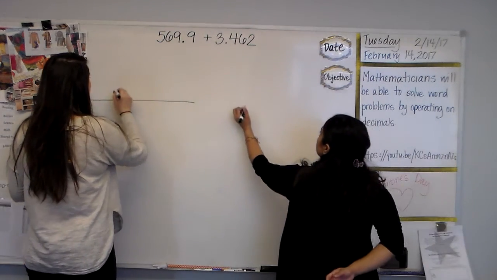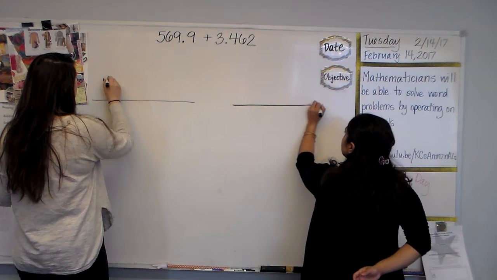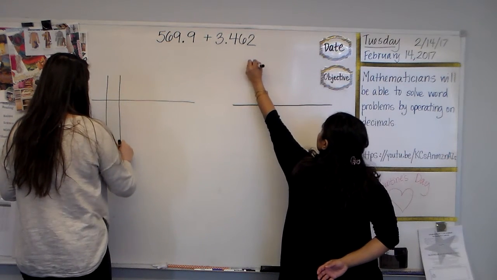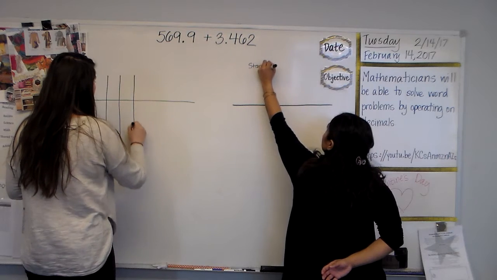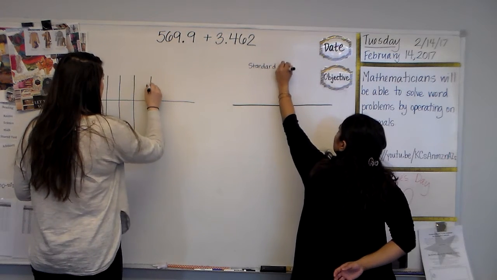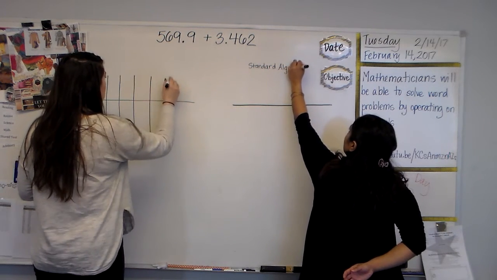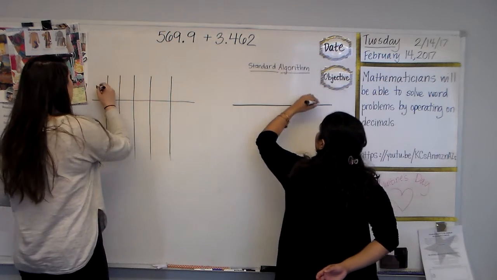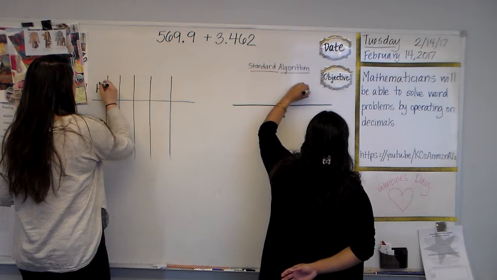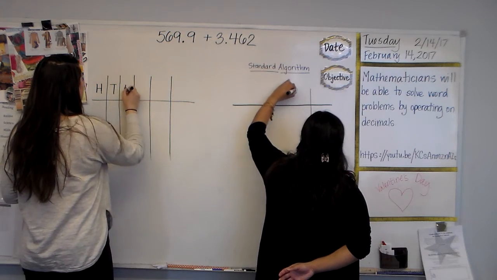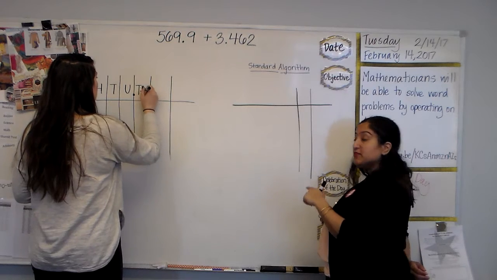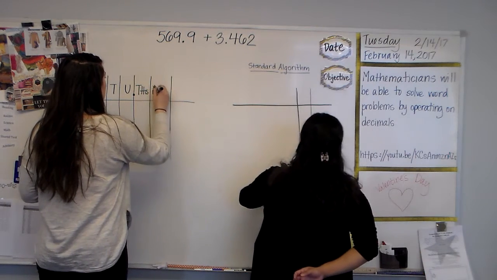I'm just starting by drawing my place value chart and labeling each place value. For standard algorithm, I'm going to do the same thing, starting off with my place value chart and then labeling each place value.